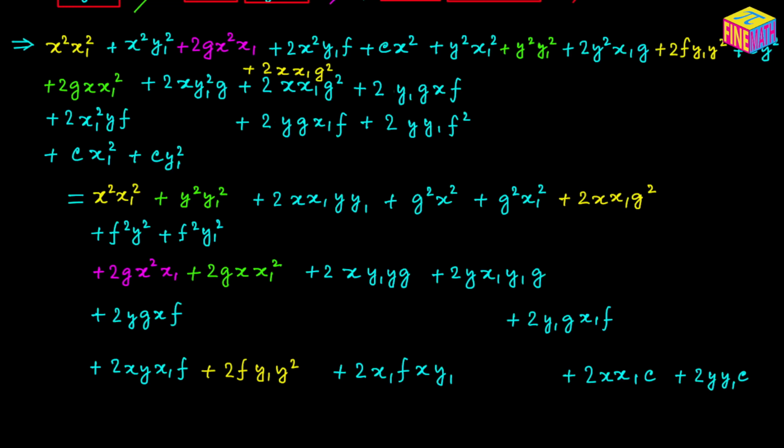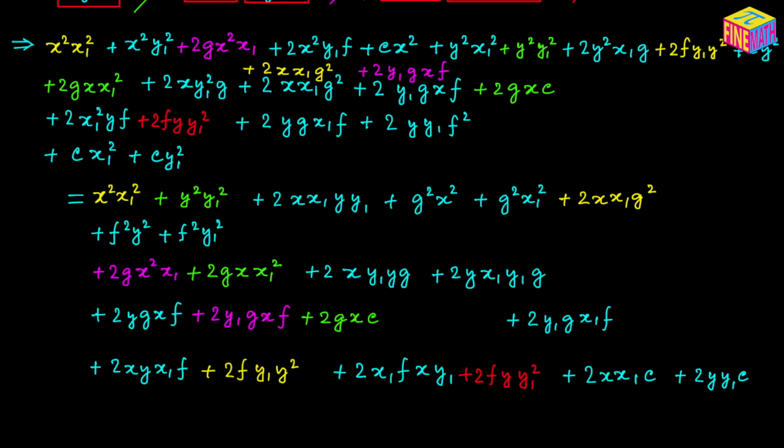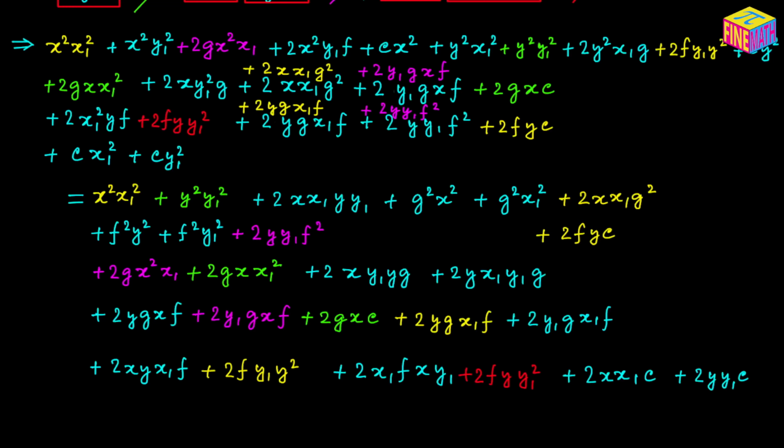Next I have added this term which is 2x x sub 1 g squared on both sides of the equation. Next I have added 2 y sub 1 g x f term on both sides of the equation. Next I have added 2g x c term on both sides of the equation. Then I have added a term which is like 2f y y sub 1 squared on both sides, of course. Then I have added this term which is 2y g x sub 1 f on both sides. Then I have added 2y y sub 1 f squared on both sides. And then I have added 2fyc on both sides, and now I have added 2g x sub 1 c term on both sides, and I have added 2f y sub 1 c term on both sides, and I have added a c squared term on both sides now.